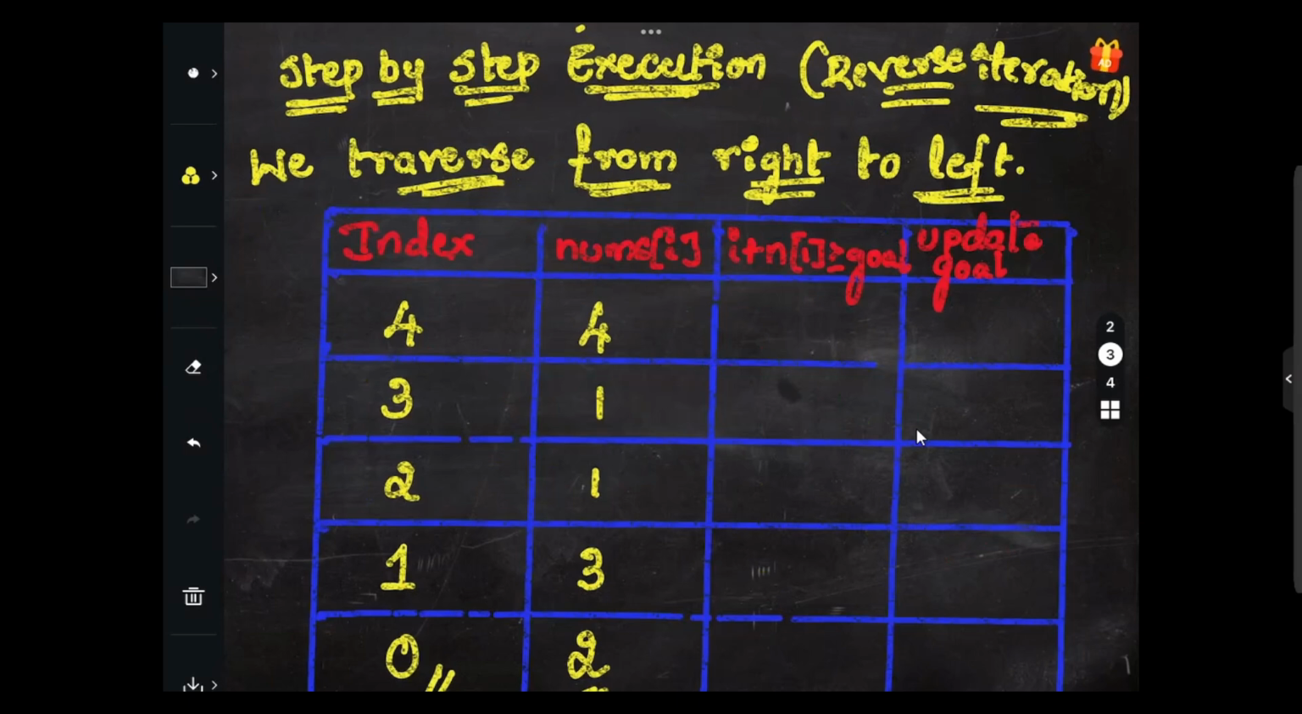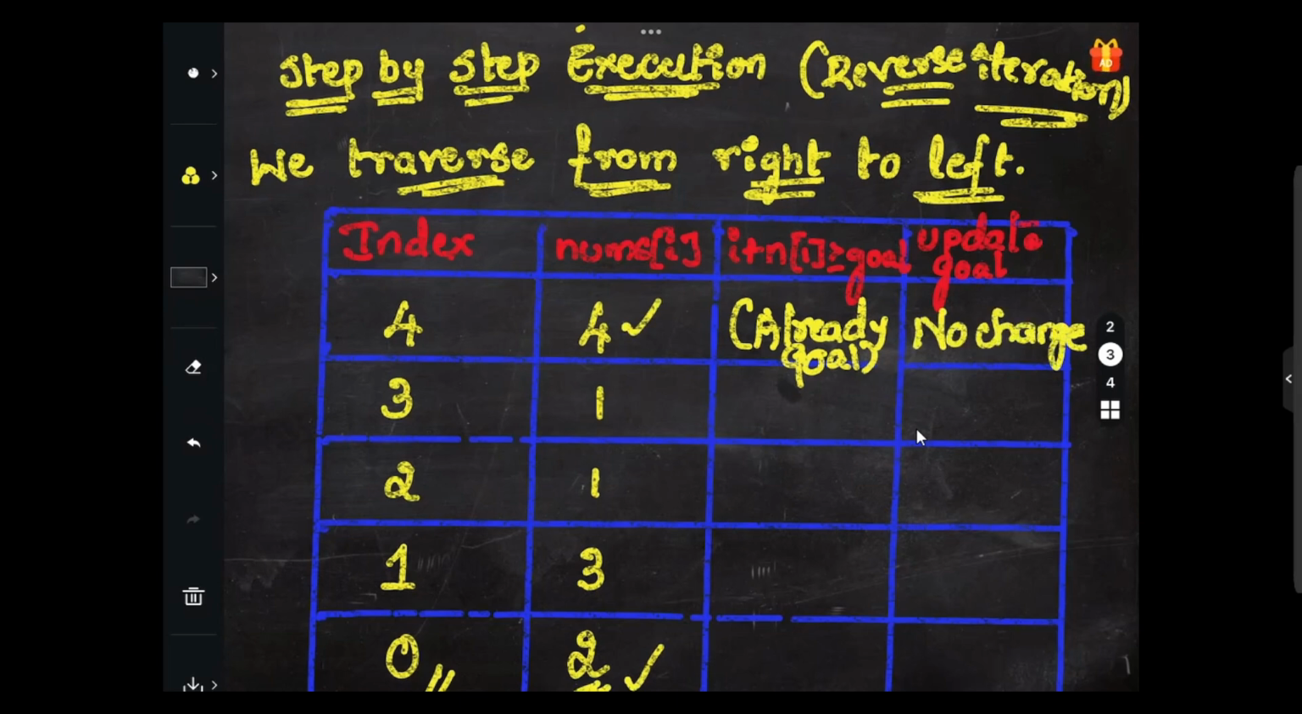Initially, what we have to check is whether i plus nums[i] is greater than or equal to goal or not. Here in this case, i plus nums[i] is already the goal, because we have to reach from 2 to 4. So this is already at the goal, so no change in this case.